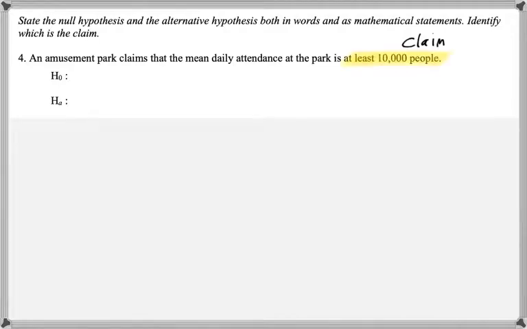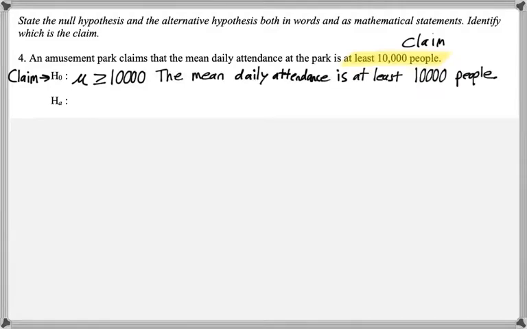So that's the claim. And because they use the phrasing at least 10,000, that really means greater than or equal to 10,000, which has to be the null hypothesis because the null hypothesis uses equals to, greater than or equal to, or less than or equal to. So the null hypothesis is the claim. And then we have to write it in words, so I'm basically just going to copy down what the problem already says, that the mean daily attendance is at least 10,000 people.